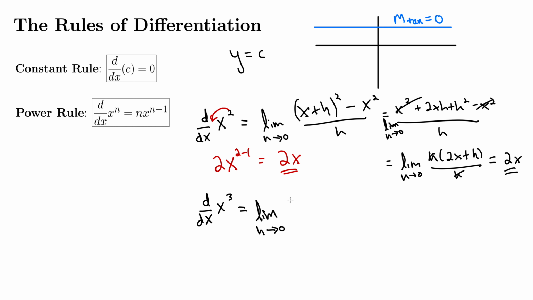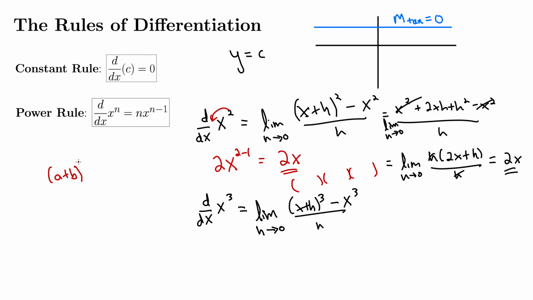Limit as h goes to 0 of (x plus h) cubed minus x cubed, all over h. Well, maybe you know the formula for (x plus h) cubed, maybe you don't. If you don't, you could just write this as three binomials side by side and FOIL two of them and then distribute the remainder. I like to use this formula though.